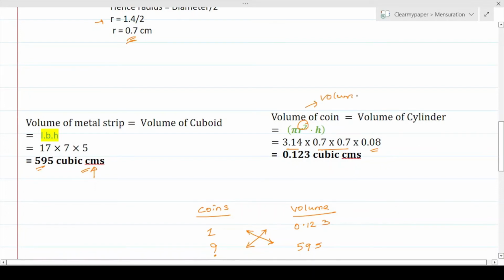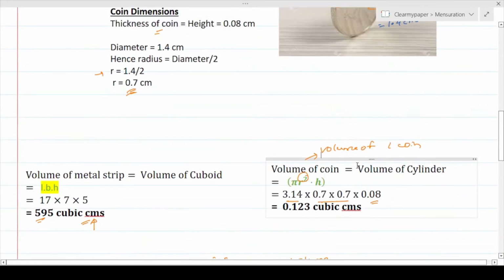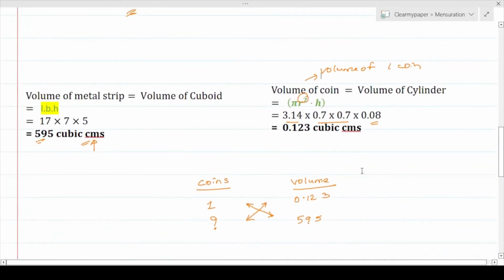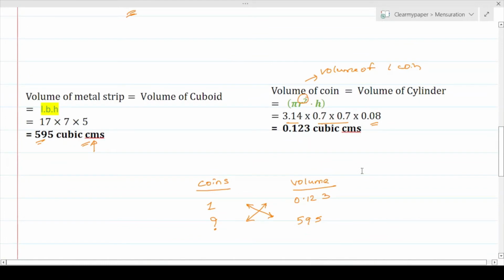Okay, the volume of one coin is equal to 0.123 cubic centimeters. That's what we get. Now the question is how many coins we can mint. If you go back to our old way of representing the data, one coin is equal to 0.123 cubic centimeters. So if I have a huge volume of 595 cubic centimeters, that's the amount of metal I have, then how many coins can I print?